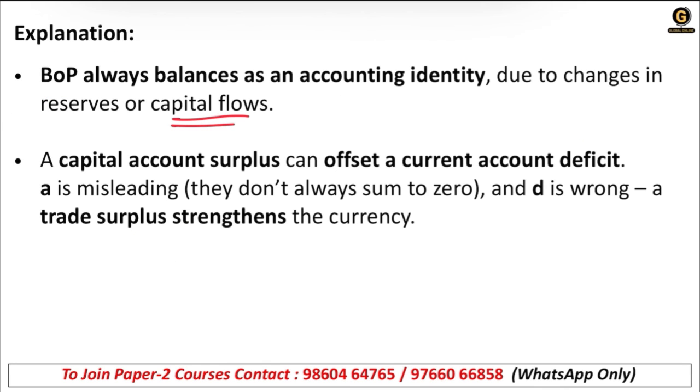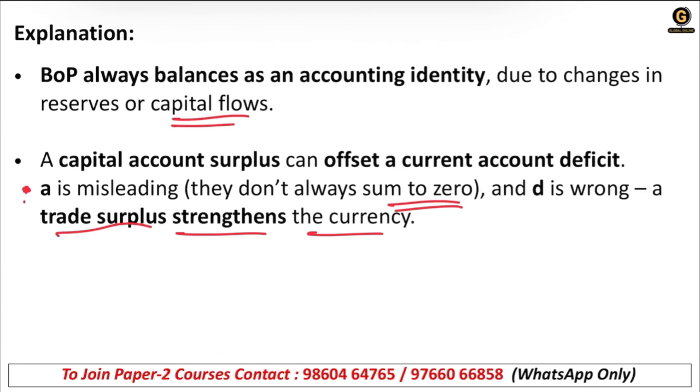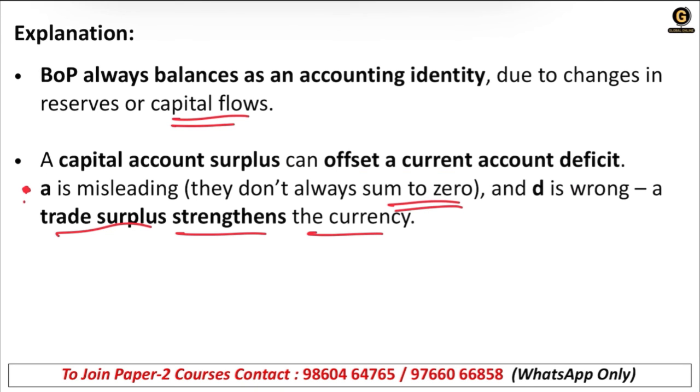Option A is misleading. They don't always sum to 0, and D is wrong. A trade surplus strengthens the currency. The statement that trade surplus leads to currency depreciation is not correct. It actually strengthens the currency. Clear? That is why the correct option was only B and C, not A and D.